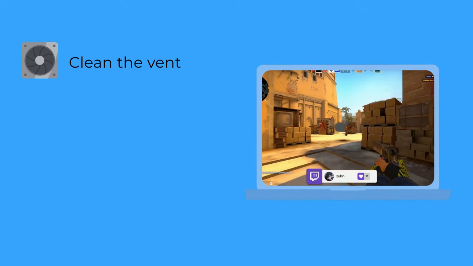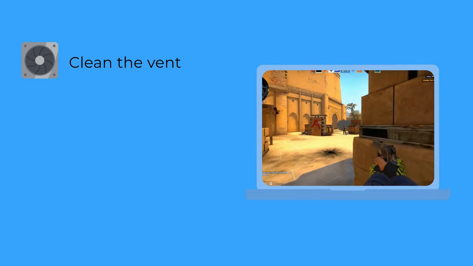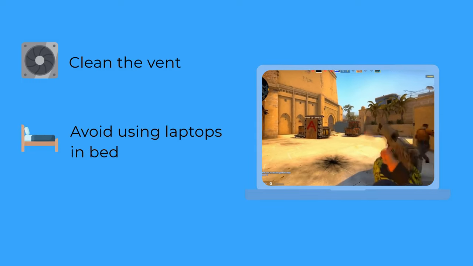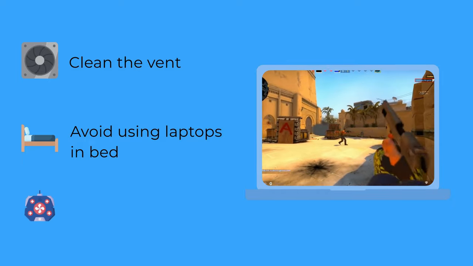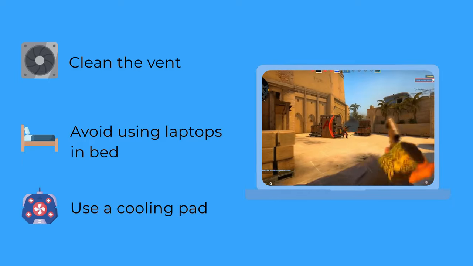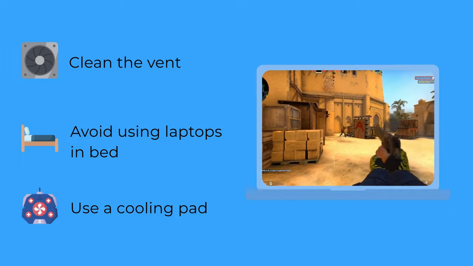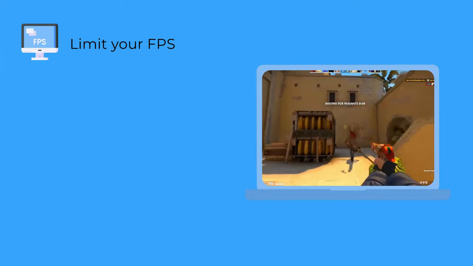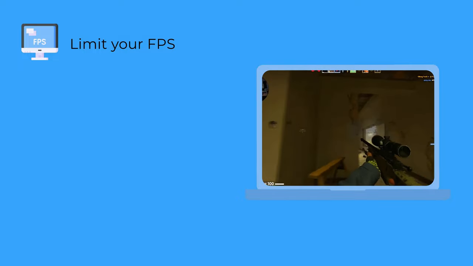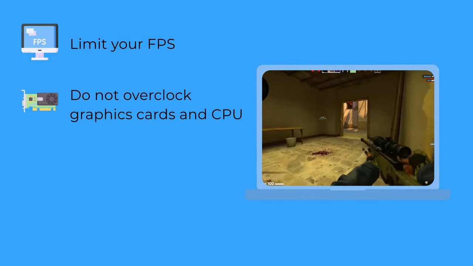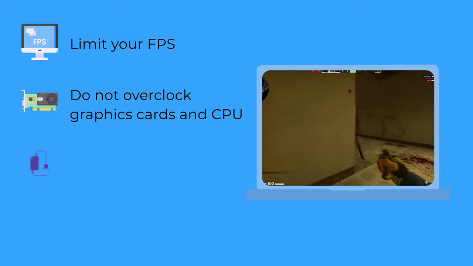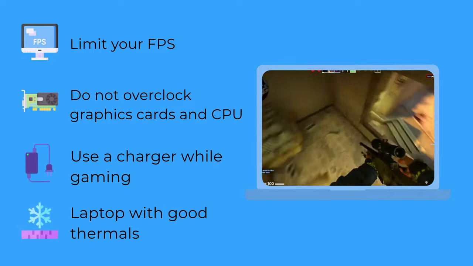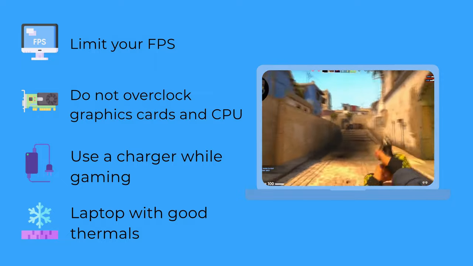To do so, clean the vent of the laptop to clear the obstructed airflow and reduced cooling. Avoid using laptops on the bed or any soft surface as it overheats the laptop. And start using cooling pads. Along with it, you can also limit your FPS to a lower value, like 60. Do not overclock your graphic card and CPU. Use a charger while gaming and choose a laptop with good thermals to avoid overheating damages.